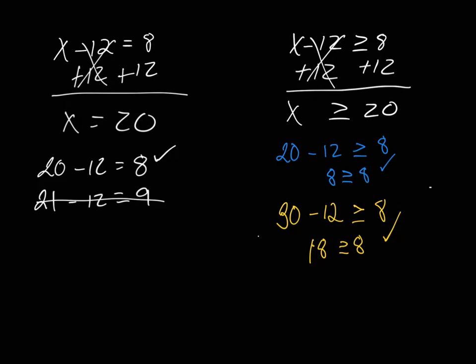Here's the thing. With inequalities like we have here, you're going to have a lot of different answers. Over here on the left, we have just x equals 20. But over here, we have x can equal 20, 21, 22, 23, 24, and so on. You get the picture. Any number that's bigger than 20. The key thing is to remember that, and that you solve inequalities the same way that you do equations.